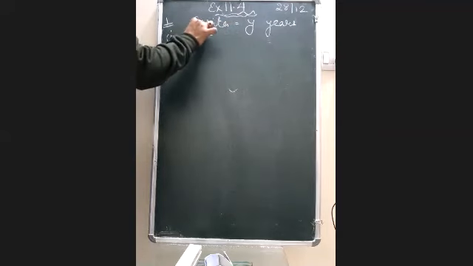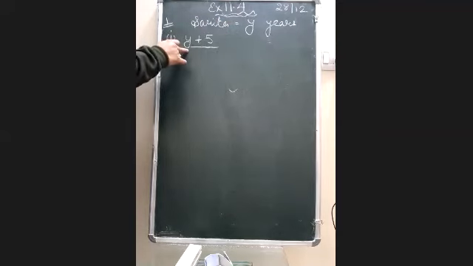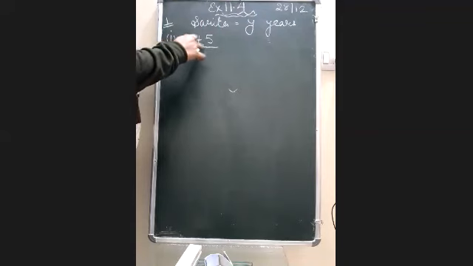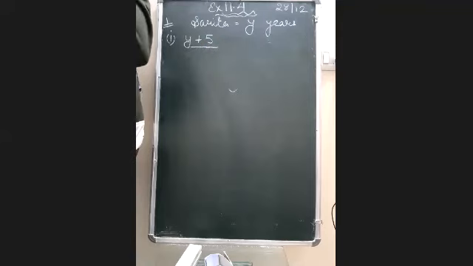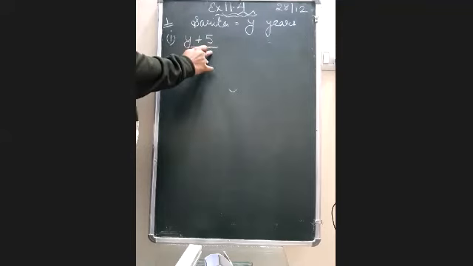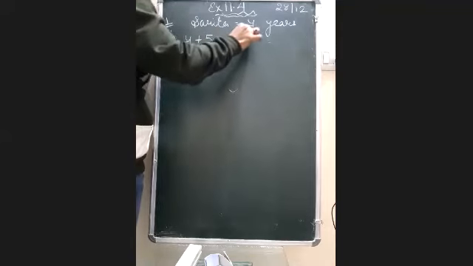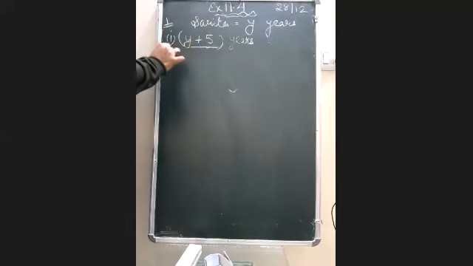Absolutely correct. I am getting your answers in the chat box. It would be y plus 5, because 5 years from now, obviously one year gets added every year. So it means after 5 years she would be y plus 5. And please don't forget to mention years, because you are talking about ages. So it would be y plus 5 years.